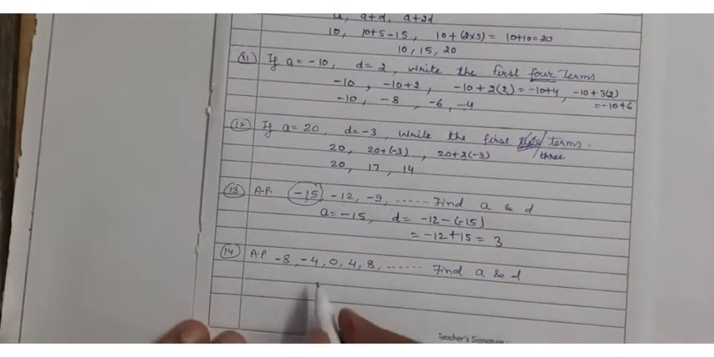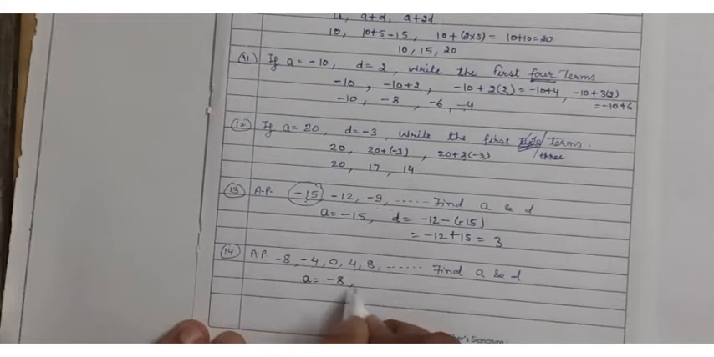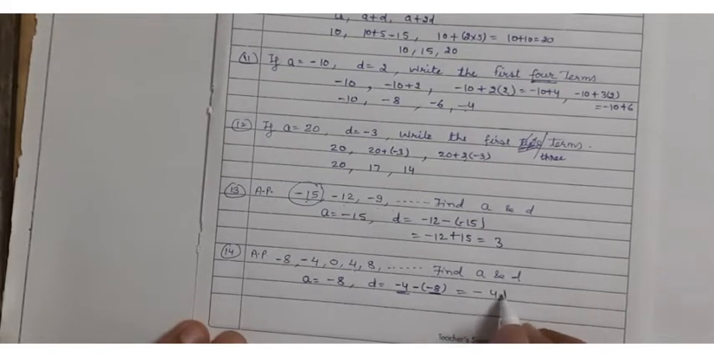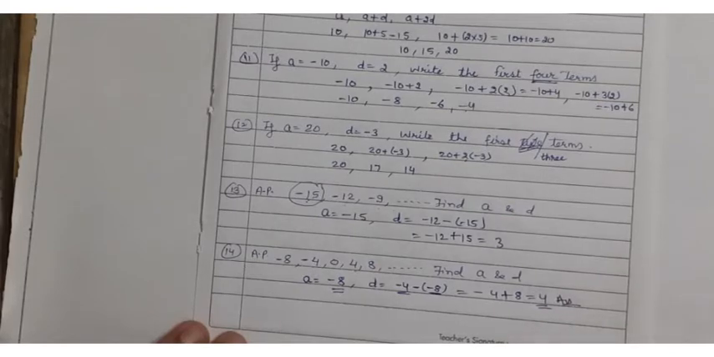Okay. One more we are doing here. Same question. You can do it directly. See, in this question: minus 8, minus 4, 0, 4, 8. You have to find A and D. A is what here? Minus 8. And D is what? D is second term minus first term. Second term is minus 4 and first term is minus 8. Then minus 4 plus 8. This will be 4. So A is minus 8 and D is 4. This is your answer.